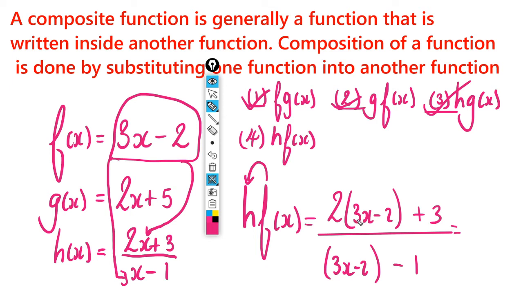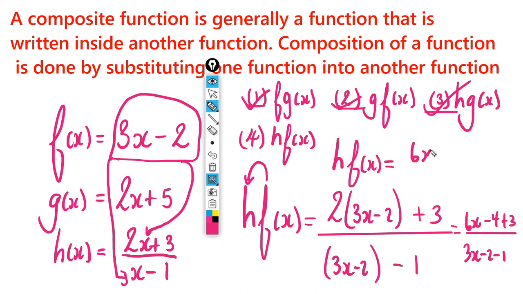So 2 times the 3x would actually give us 6x. And then the 2 times the minus 2 would give us minus 4 plus 3, right? And let's put a division sign under that. Then we should actually get 3x minus 2 minus 1. And, of course, we'd end up getting the answer as h of f of x is equal to 6x minus 1 over 3x minus 3. All right, guys.